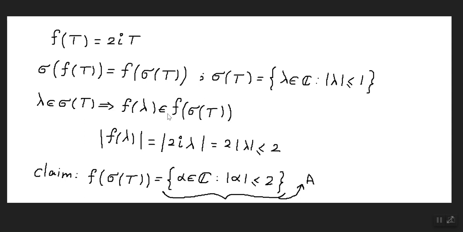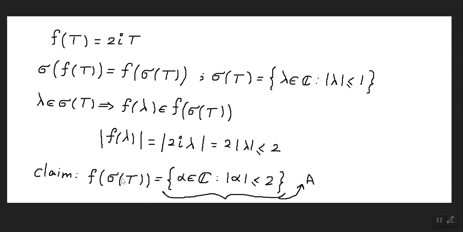So you can see, if I take any element of f of sigma t, the absolute value is less than or equal to 2. So we claim that by this computation, f of sigma t equals this set, all scalars such that the absolute value of lambda is less than or equal to 2. For convenience, let me call this set A.